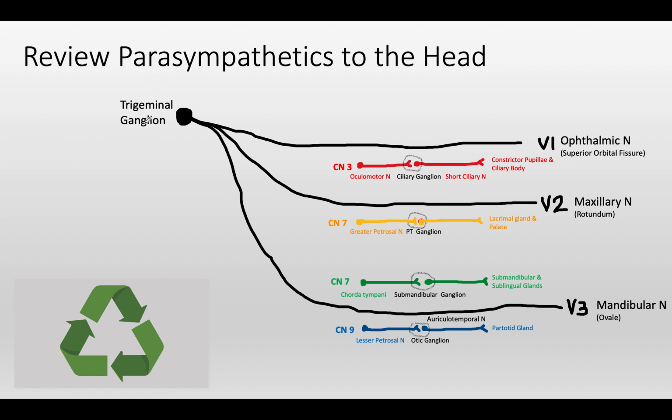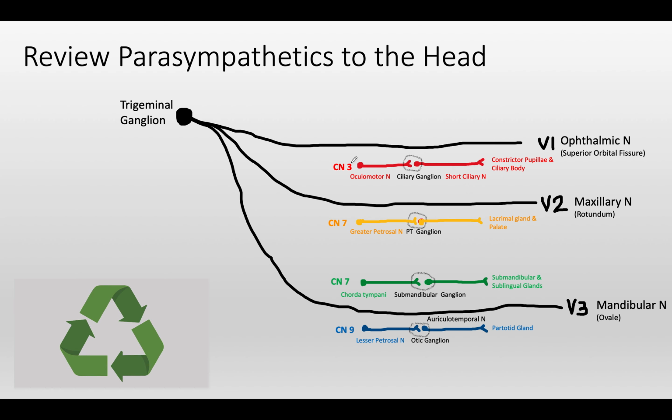So here we've got our trigeminal ganglion. This is from cranial nerve 5, and we've got our 3 branches. V1 is ophthalmic, going through the superior orbital fissure. Remember, that's the standing room only. And then V2 is our maxillary nerve, and then V3 is our mandibular.